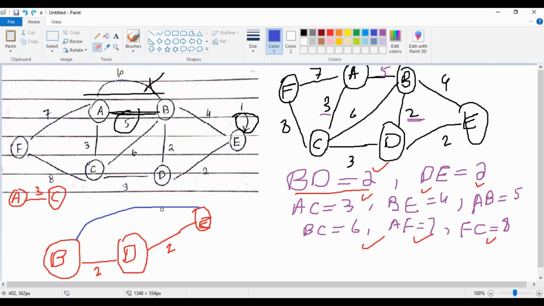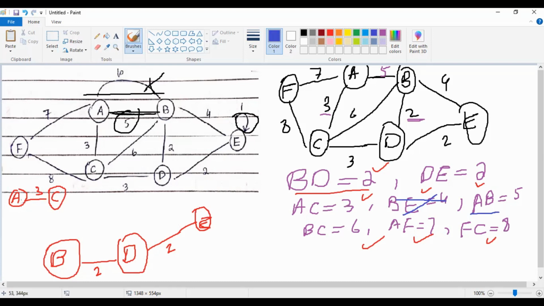So what I did, I removed this. I do not select this one. I'm just putting a cross on BE because this is making a cycle. Next thing we are moving to A to B, which has a weight of 5. So should we select this one or not? A to B. Will we select it or not?